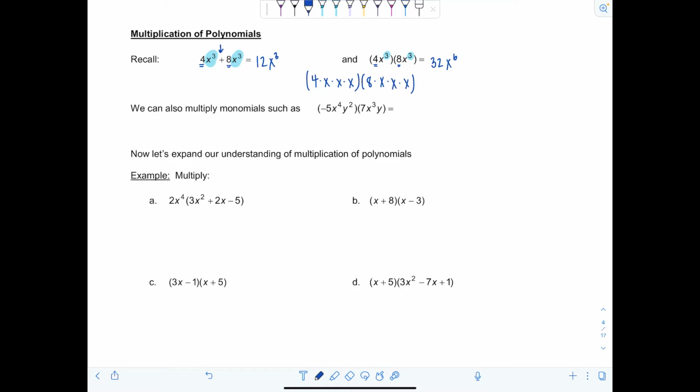Now, we can multiply other kinds of monomials. You remember the term monomials? It's a polynomial with one term. And we can do so even if they are of multiple variables. So we have here negative 5x to the 4th y squared times 7x cubed y. So to start off, you're going to multiply the coefficients or the constants by each other. So negative 5 times 7, that's negative 35. And then we're going to take x to the 4th times x cubed. Those exponents we will add. So that's going to give us x to the 7th.